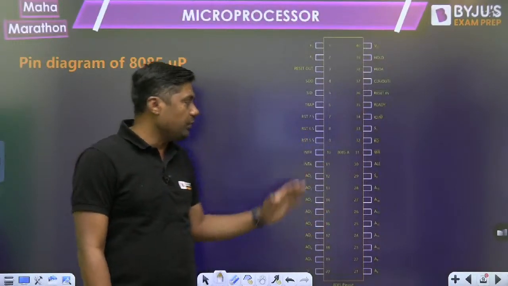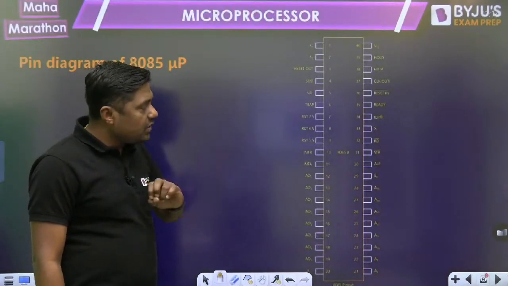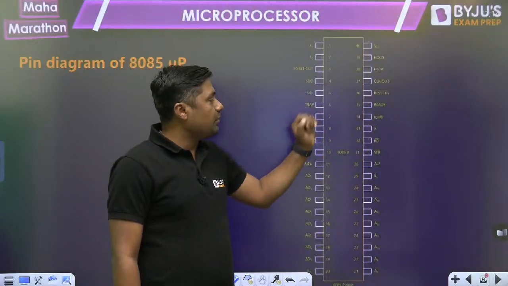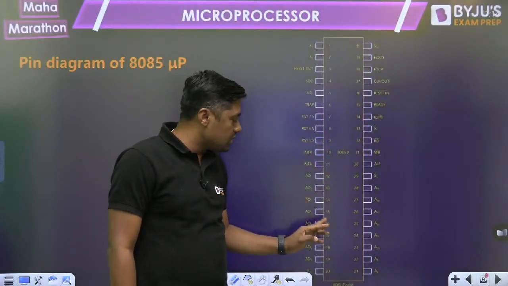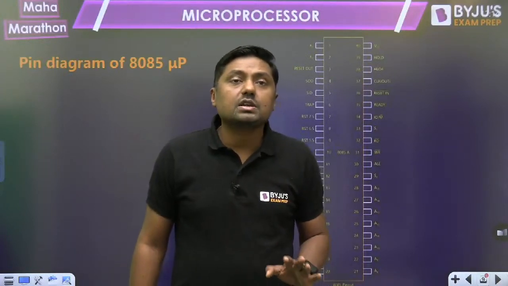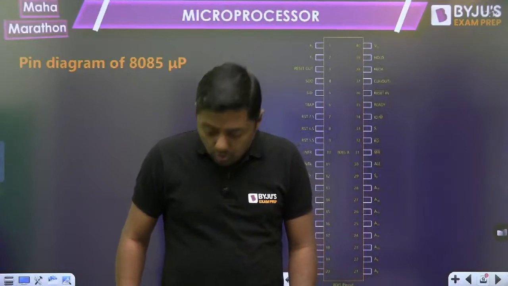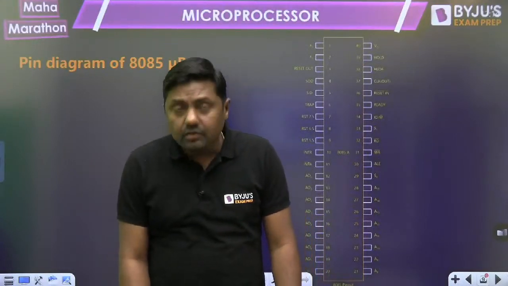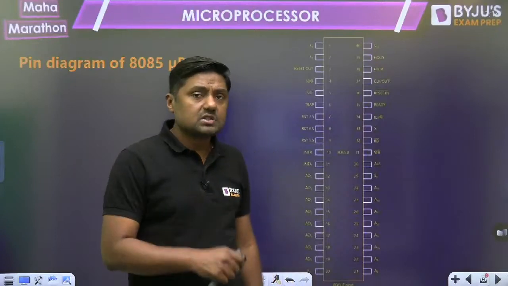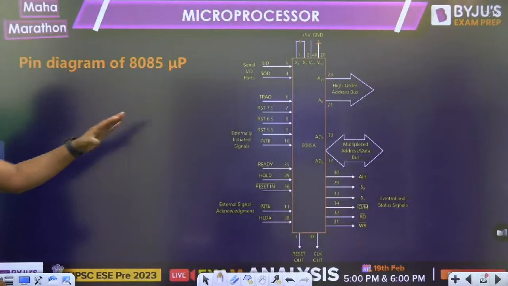So there are a total of 40 pins, but we can't mug them up, and they will not ask this type of question, such as what is pin number 6, pin number 5, pin number 11, or pin number 16. They will not ask this in the exam. Normally they will ask about programming or the instruction set. Now this diagram is very important.